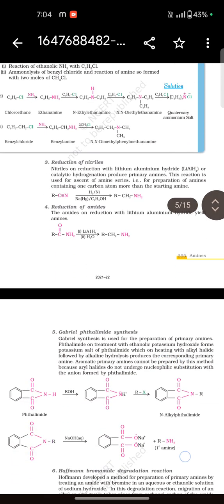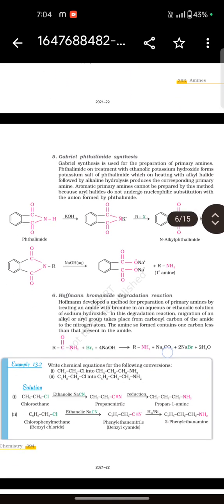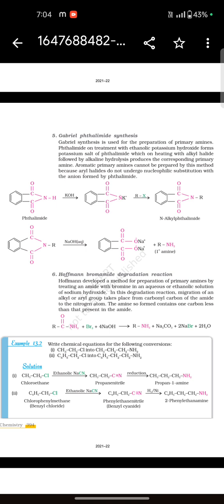Next reaction is Gabriel phthalimide synthesis. Gabriel synthesis is used for the preparation of primary amines. Phthalimide on treatment with ethanolic potassium hydroxide forms potassium salt of phthalimide, which on heating with alkyl halides followed by alkaline hydrolysis produces the corresponding primary amine. Aromatic primary amines cannot be prepared by this method because aryl halides do not undergo nucleophilic substitution with the anion formed by phthalimide. It is a method to prepare 1-degree amines.